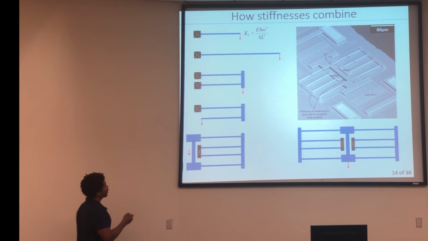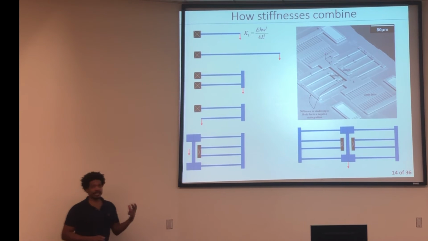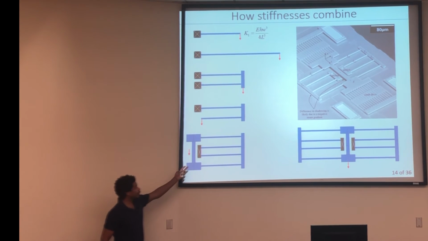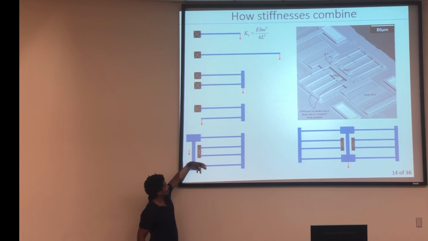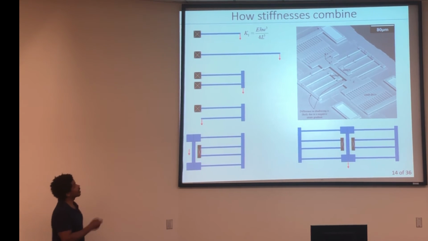Now, if I do it this way, right here, this piece right here is like this. These two are like this. So what happens is that it cancels out. I'm doubling it right here, but I'm halving it with that. So this right here has the same stiffness as just one of those. Okay?